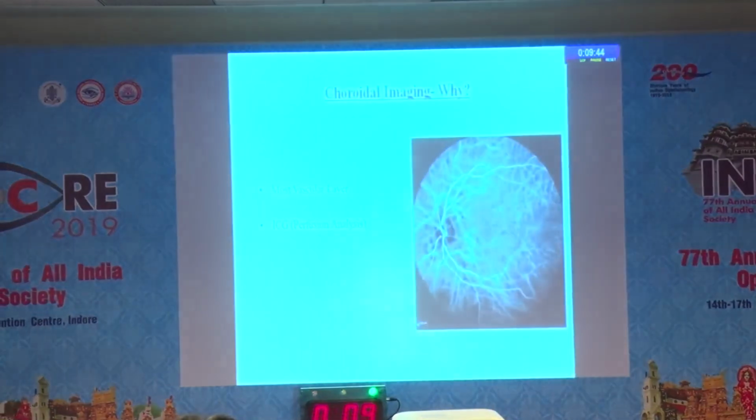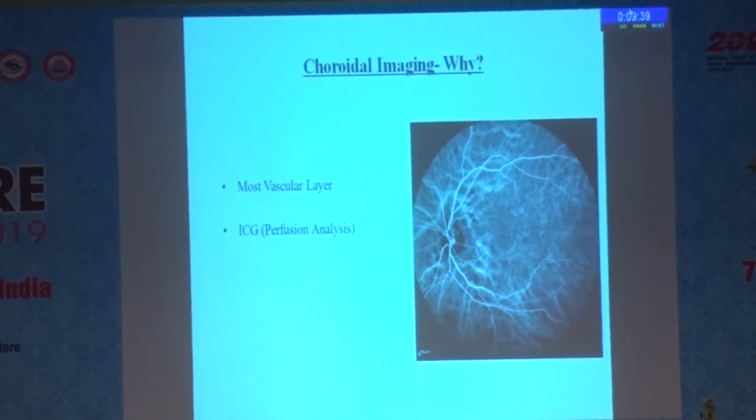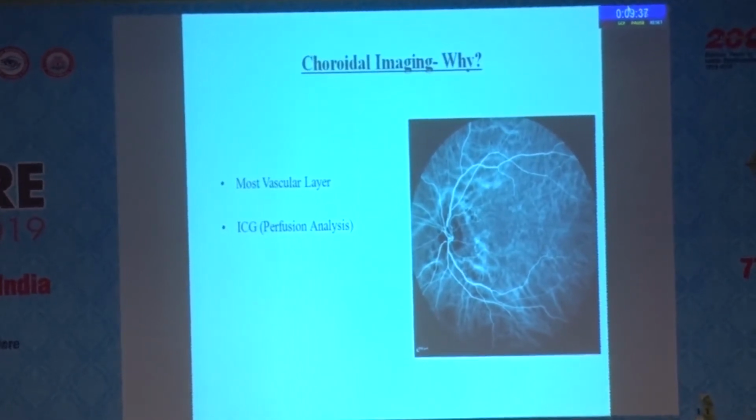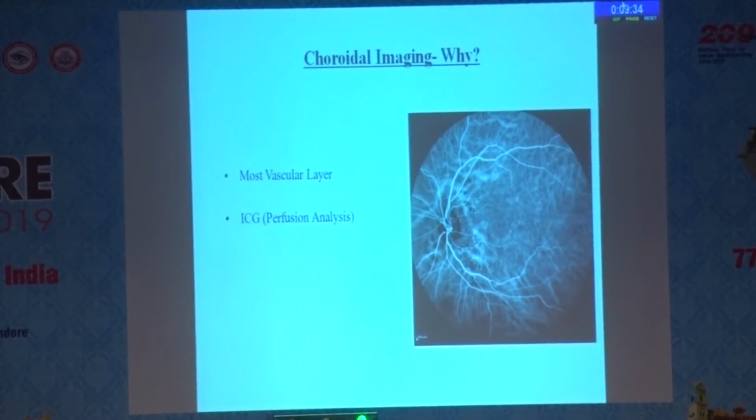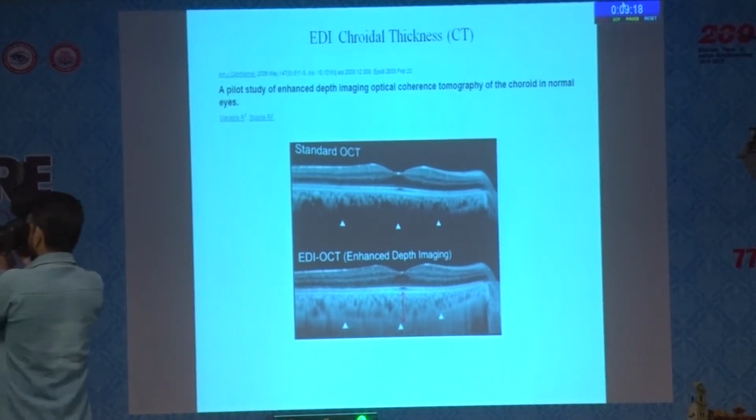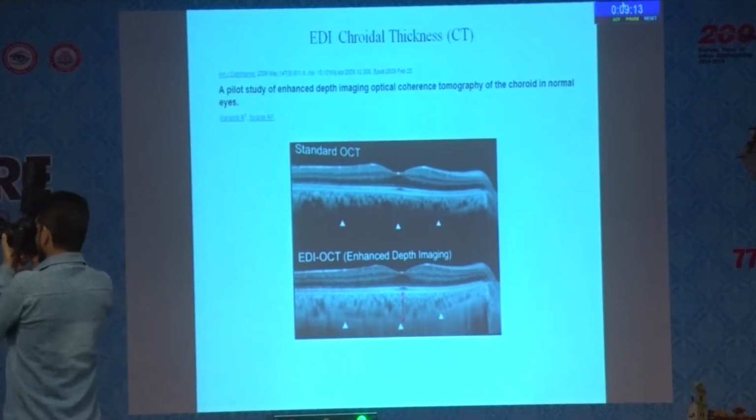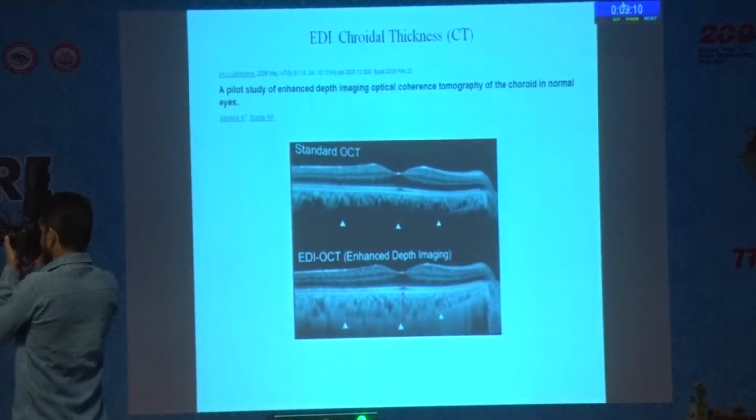Why image the choroid? We have known since long that choroid is an important layer, and over time, with multimodal imaging, we know that ICG was the only thing we were using before, but it was giving the perfusion analysis. Then, as technology grew, this was the first paper which changed the way we looked at the choroid. The paper was published by Spaide, who gave the first technique of how you can image choroid even with SD-OCT by using EDI, by just putting the zero delay line further back.